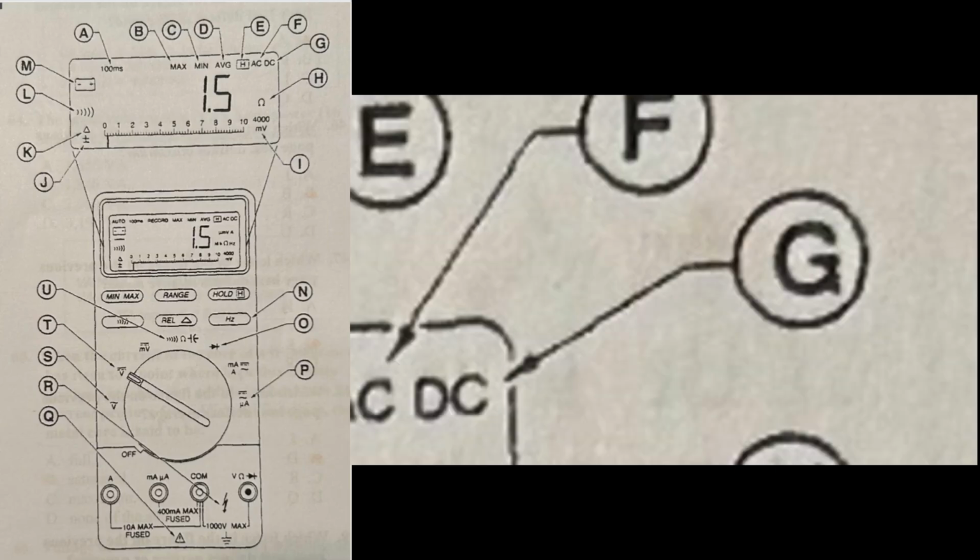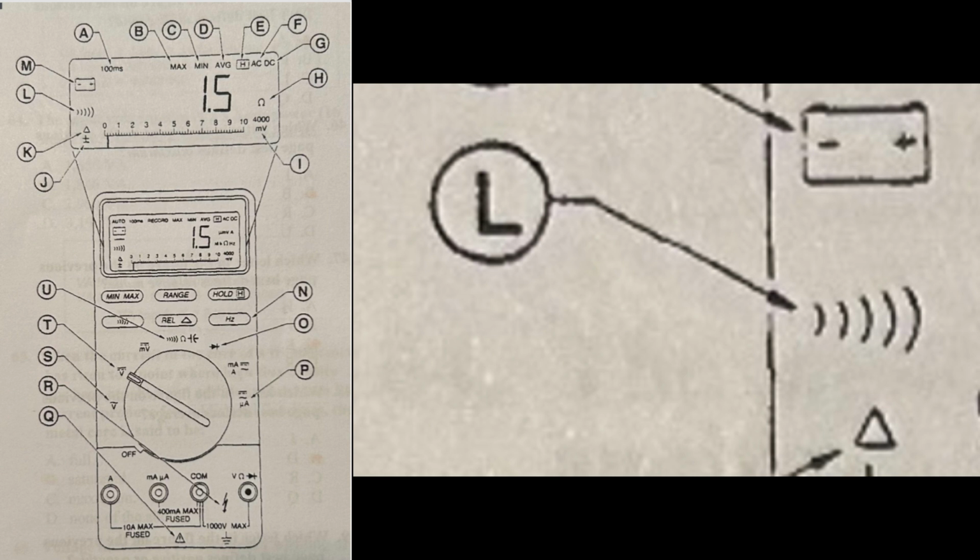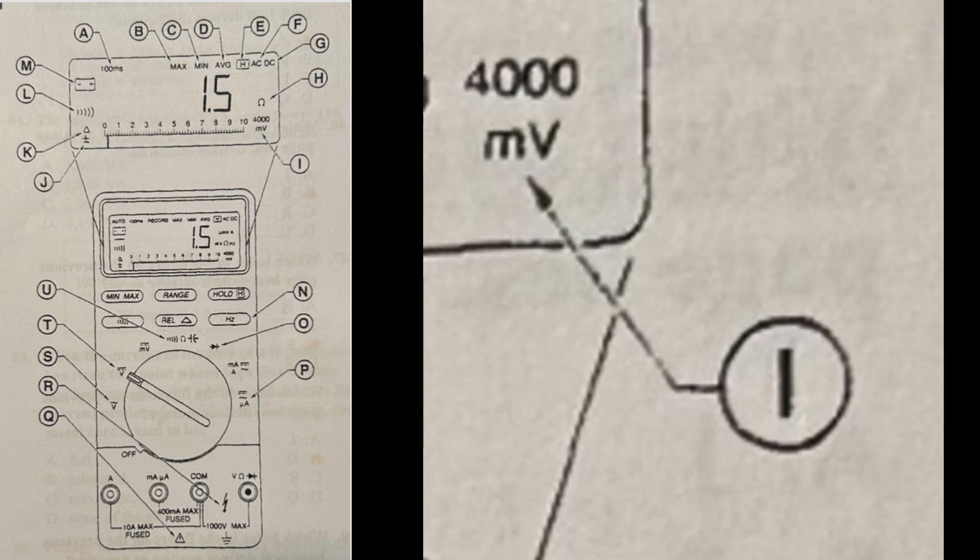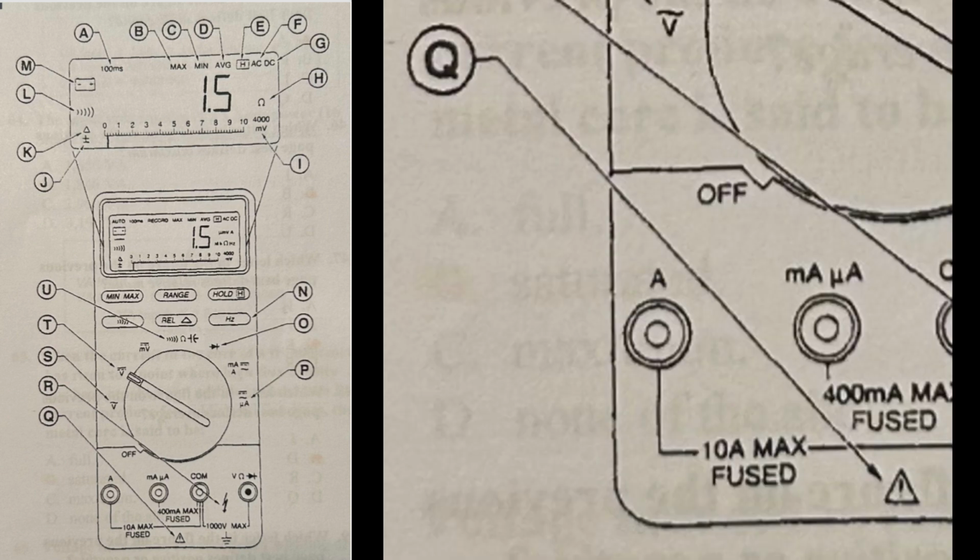Using diagram. Which letter for direct current? G. Direct current. Which letter defines audio beeper? L for audio beeper. Which letter for millivolt? I for millivolt. Which letter for C manual?